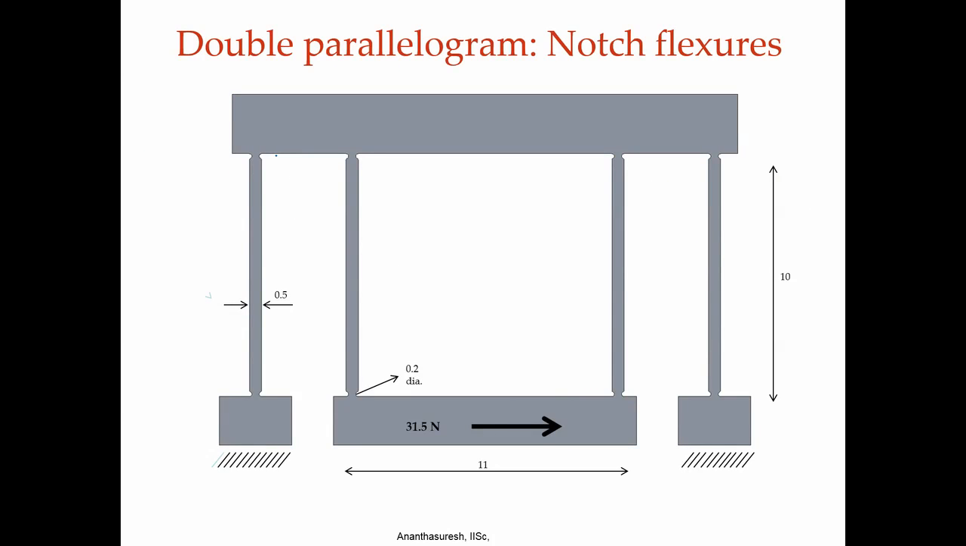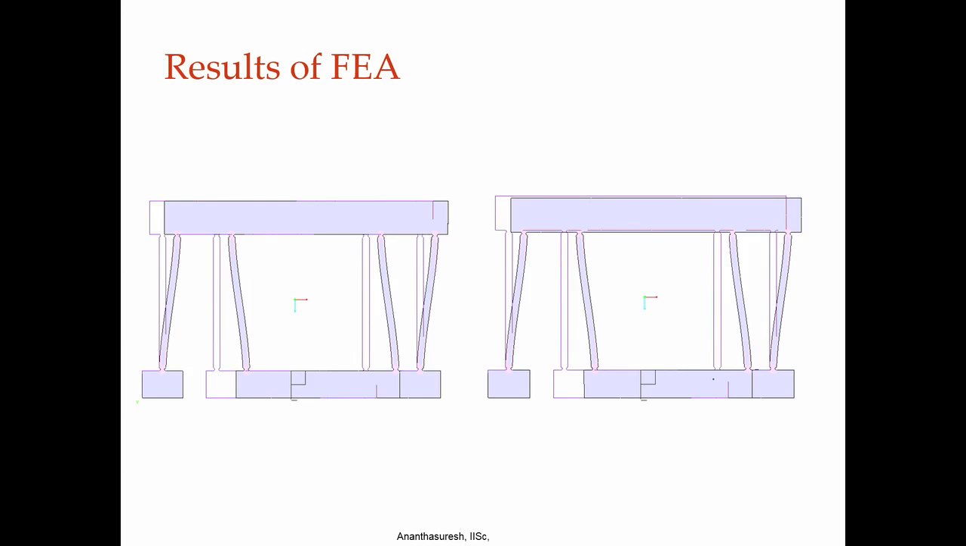Now, instead of having those elastic segments, if we put notch flexures or elastic pairs, as we had called them in earlier lectures, we have 8 of them in this one and the dimensions are almost the same. Some circular notch flexures are there, and this behavior is still the same, right.